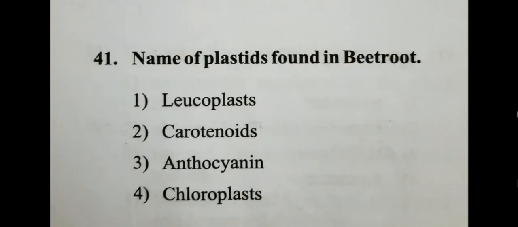Name of the pigment found in beetroot, that is anthocyanin. Anthocyanin, which is a dark purplish pink colored pigment, protects from UV radiation and also has many medicinal benefits, and hence anthocyanin is found in beetroot.